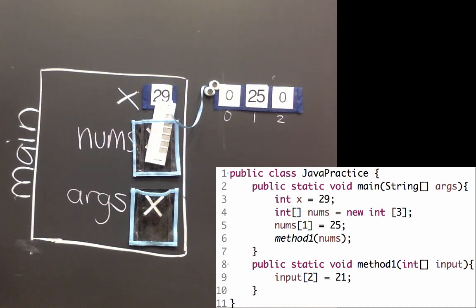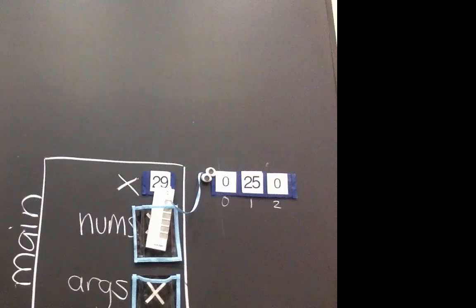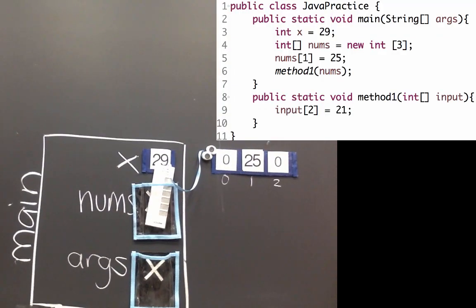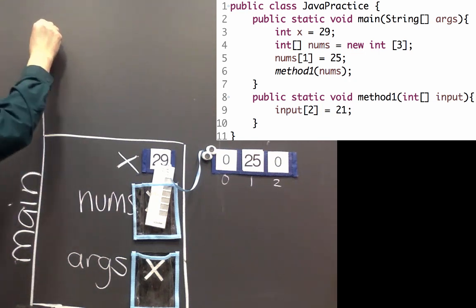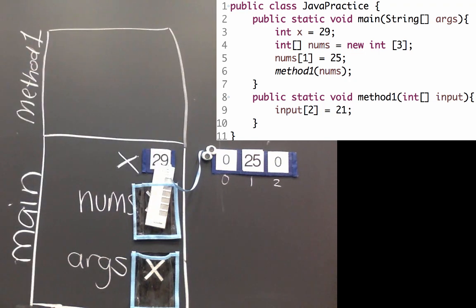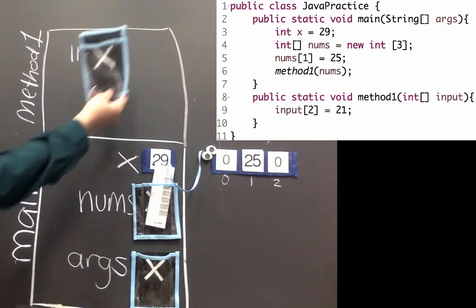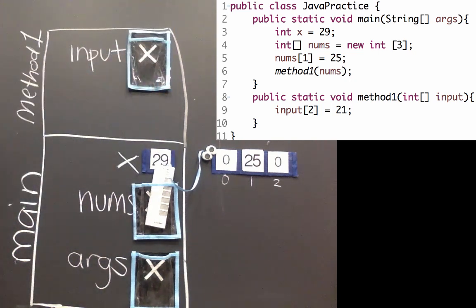Next, we'll pass nums into a method as an argument. Since we're calling another method, we need a new stack frame. That method we named method 1. The input to our method was named input. The type of input was an int array, so we need another variable that can hold a reference.